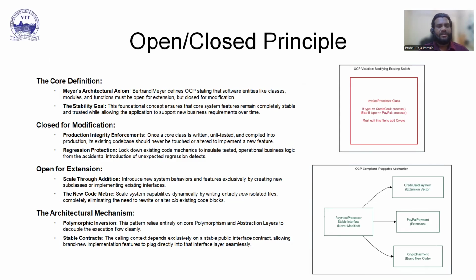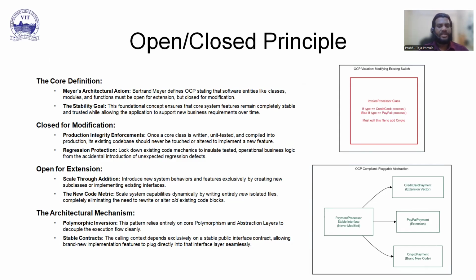Open for extension. Scale through addition: introduce new system behavior and features exclusively by creating new subclasses implementing existing interfaces. The new code metric: scale the system's capabilities dynamically by writing entirely new isolated files, completely eliminating the need to rewrite or alter old existing code blocks.